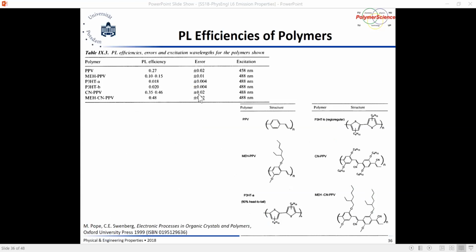So here's a table to give you an idea of efficiencies of PL for different polymers. So now you know this P3HT. To begin with, let's look at the PL quantum yield. They are all very low. But in general, there is not a good understanding between the molecular structure or crystallinity and the PL quantum yield. But most of the conjugated polymers have very low PL efficiencies, or quantum yield efficiency.